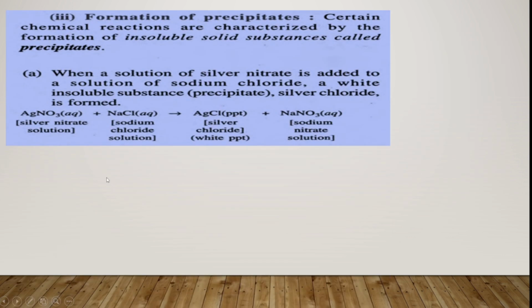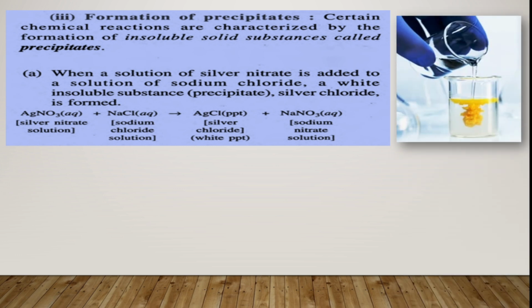Next one is formation of precipitates. Precipitate means, you can see in the picture here, we have taken a clear solution. We added another liquid which is also a clear solution. But when both of them mix together, you can see an insoluble yellow colored thick substance is formed. This is known as the precipitate.